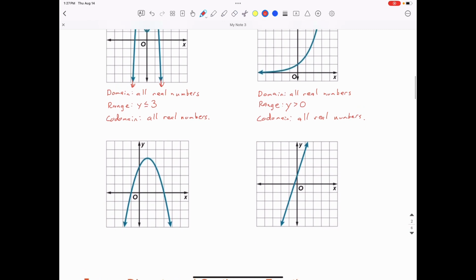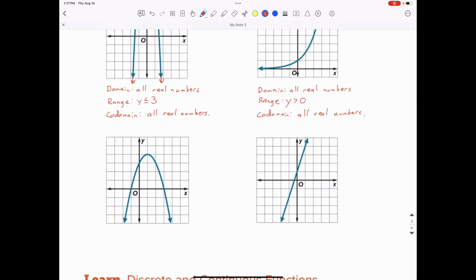Okay, try to do this next one on your own. So pause the video to do the next one on your own, and then unpause it to find the answer.